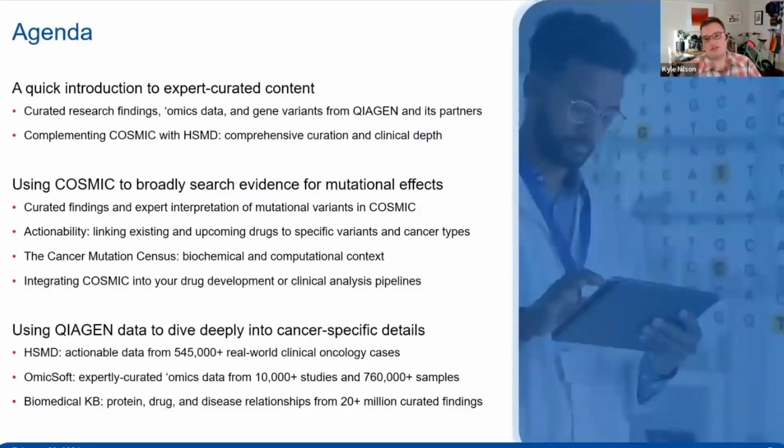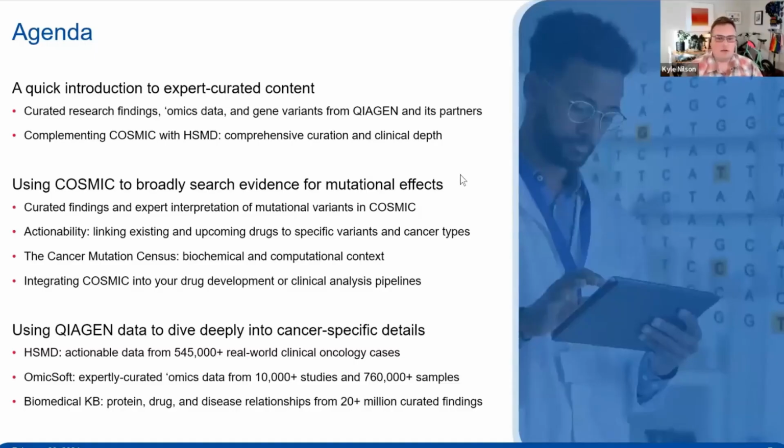So in order to cover those use cases, I want to go ahead and first cover what I mean by expert curated content. And this will include just an overview of the research findings, omics data, and gene variants that both QIAGEN and our partners put together. And also just a brief discussion about how they can be used together.